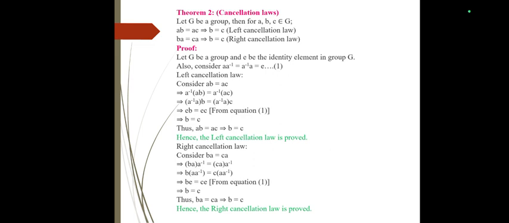Now we prove the right cancellation law. Consider ba is equal to ca, and ba into a inverse equal to ca into a inverse. That is, multiplying a inverse on the right side. So we have by associative law b of a a inverse is equal to c of a a inverse. So from this we arrive, since a a inverse is equal to e, we have b is equal to c. Thus, ba is equal to ca implies b is equal to c. So by using both the left cancellation law and right cancellation law, many results in groups can be proved.